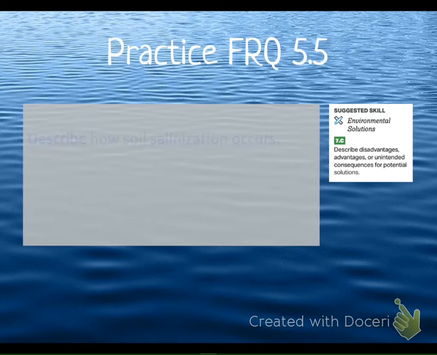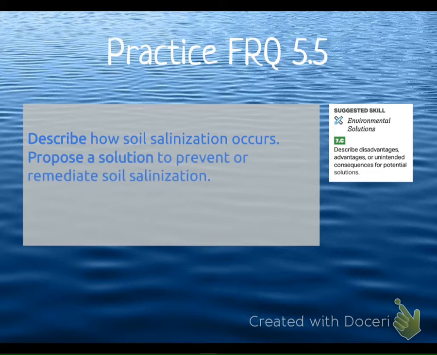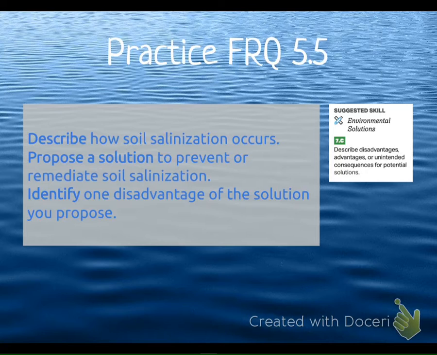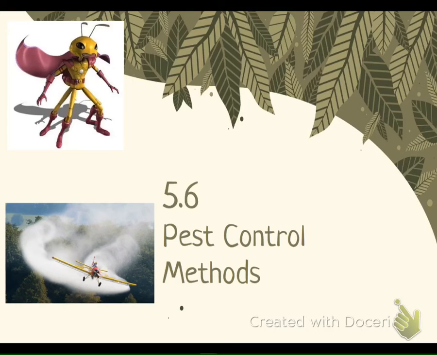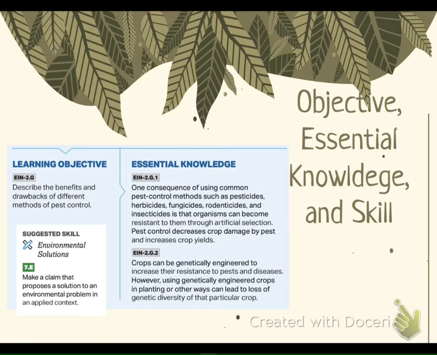So what is the FRQ we can have for this? Describe how soil salinization occurs, propose a solution to prevent or remediate, and identify one disadvantage of your solution you propose. Pest control methods, topic 5.6. We're going to be describing the benefits and drawbacks of different methods of pest control.